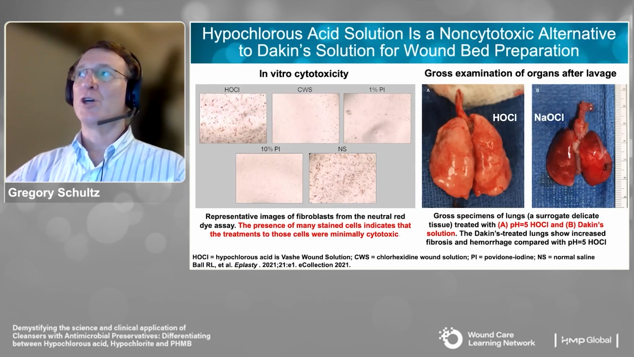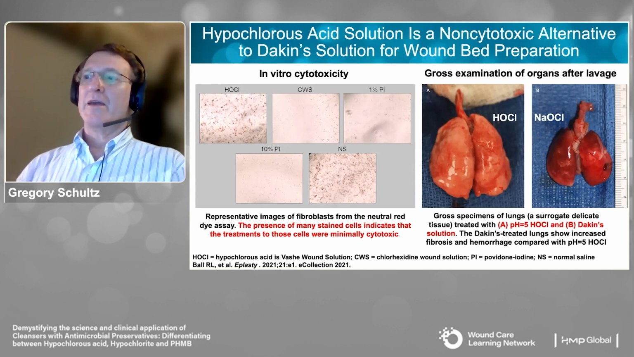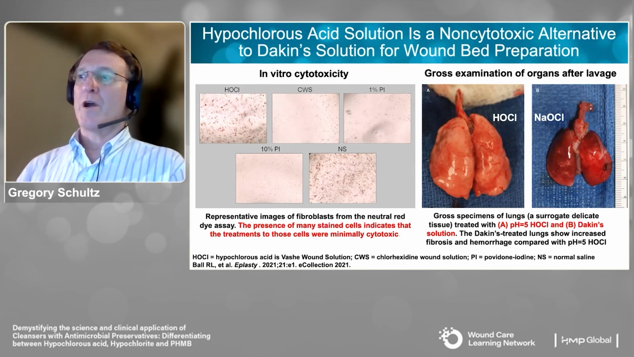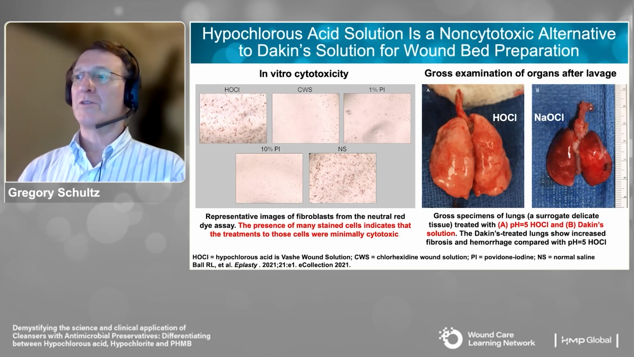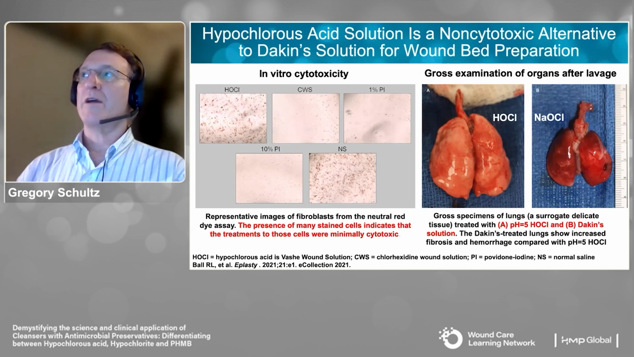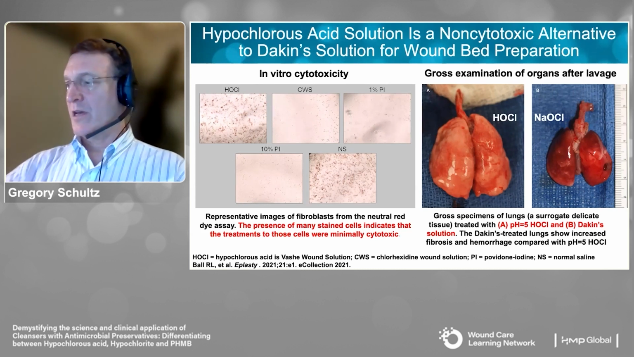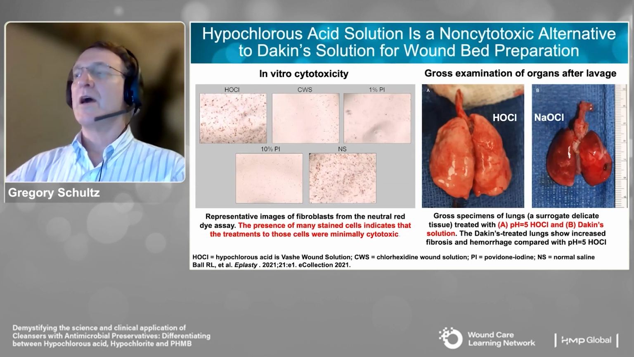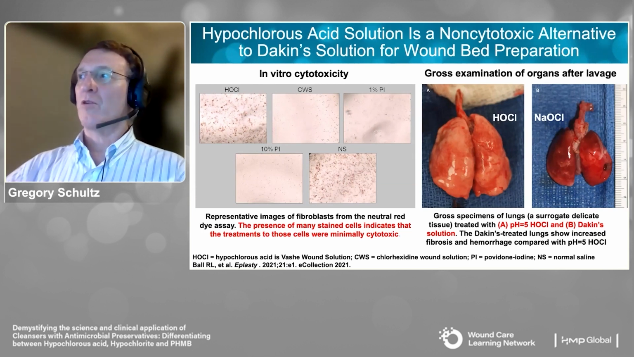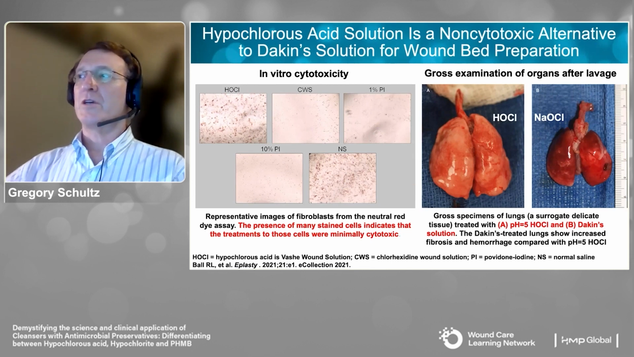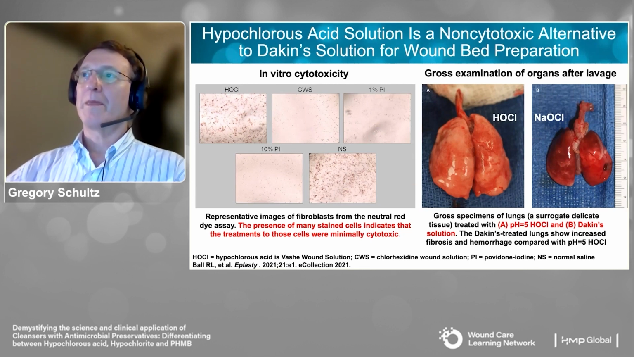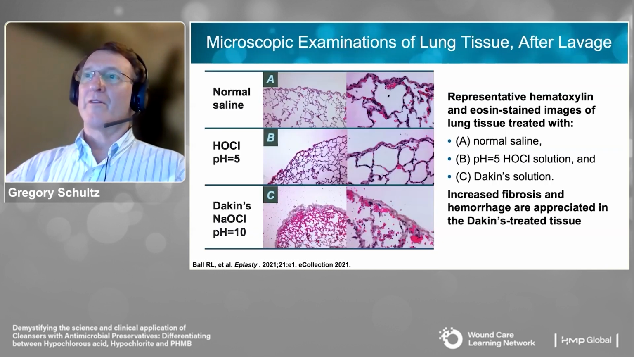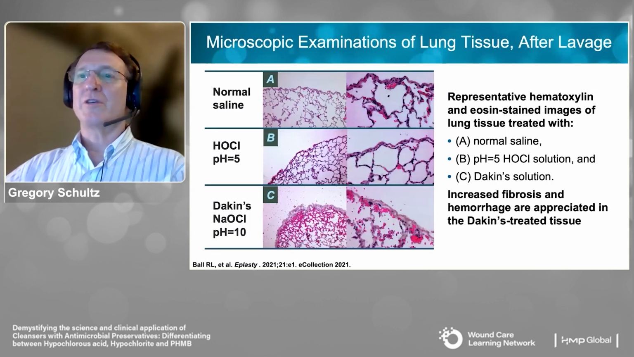So if we actually look at a typical experiment where the hypochlorous acid or the sodium hypochlorite is infused into the lungs of rats, you can see in panels A and B on the right that the lung treated with hypochlorous acid looks extremely normal, whereas the lung treated with the sodium hypochlorite shows increased amounts of hemorrhage. And on microscopic examination, you see the same type of results.